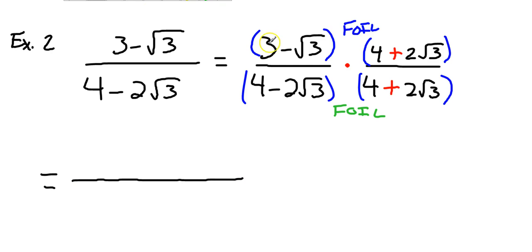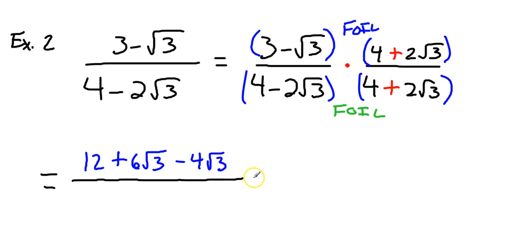Okay, for the top part, you've got 3 times 4 for 12. You have 3 times 2 square root of 3, so that would be a 6 square root of 3. You have negative square root of 3 times 4, so that's a negative 4 square root of 3. And a negative square root of 3 times 2 square root of 3, that would be a negative 2 square root of 9.